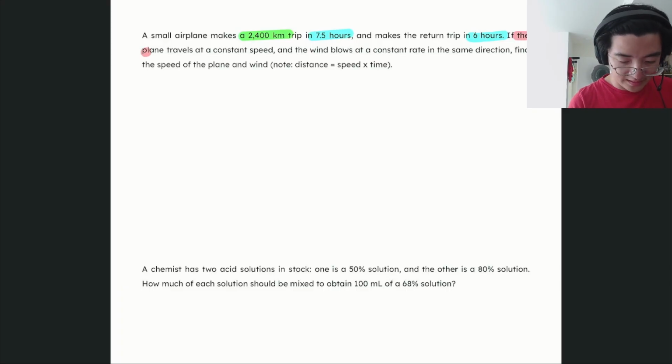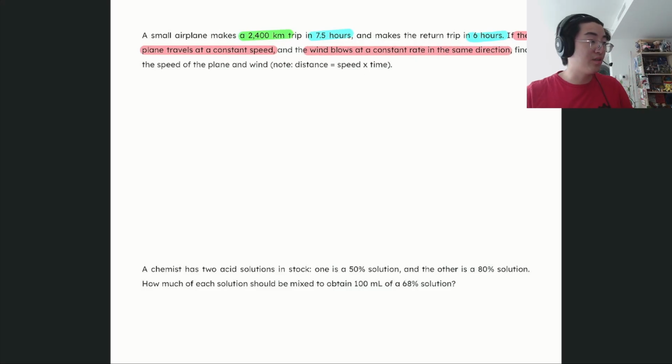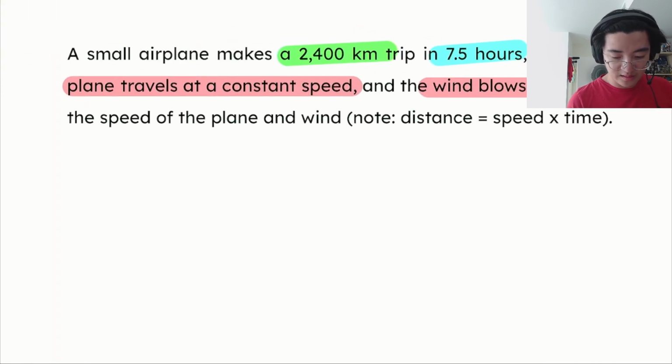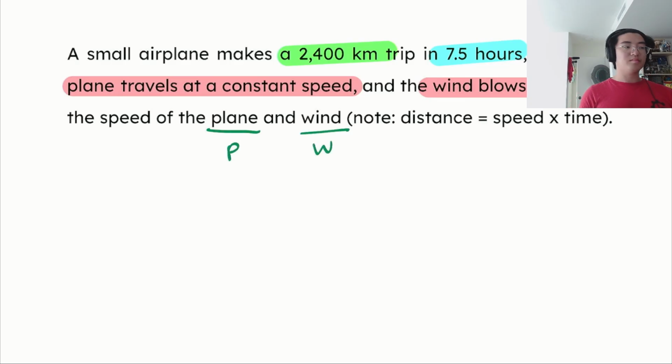Right, the plane travels at the same speed, and the wind also travels at the same speed in the same direction. So now I want to figure out what's the speed of the plane and the speed of the wind. Once again, we use variables. The speed of the plane could be p, the speed of the wind is w. And we know that distance is speed multiplied by time, speed times time.